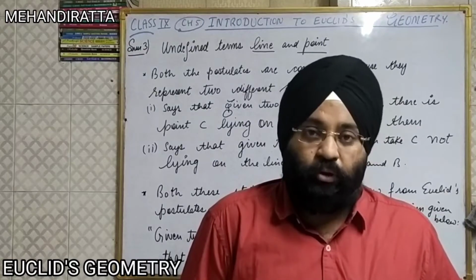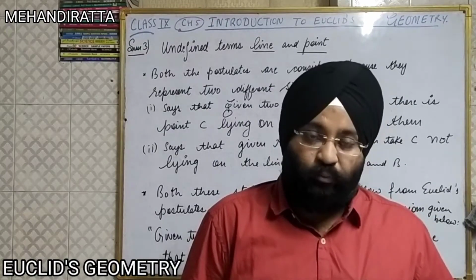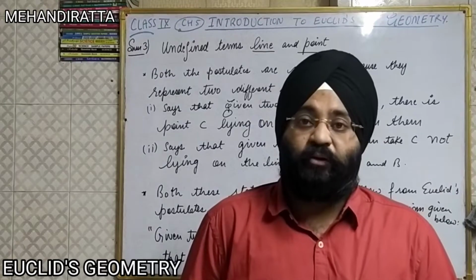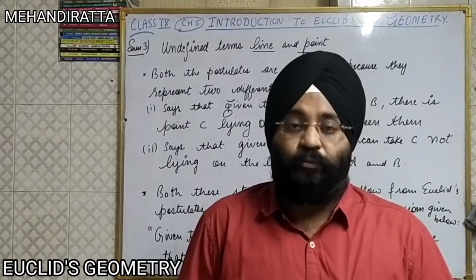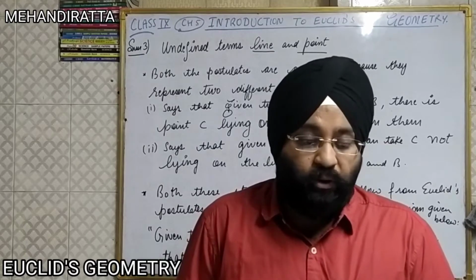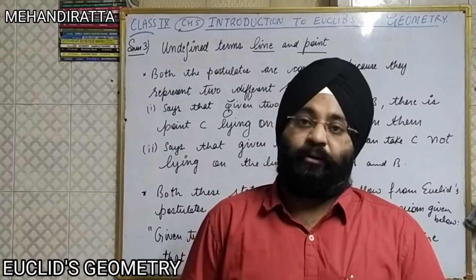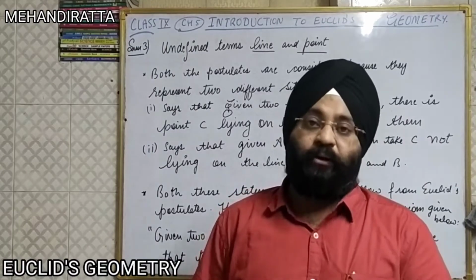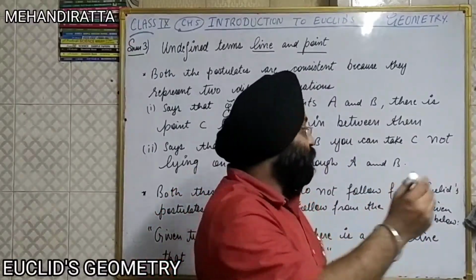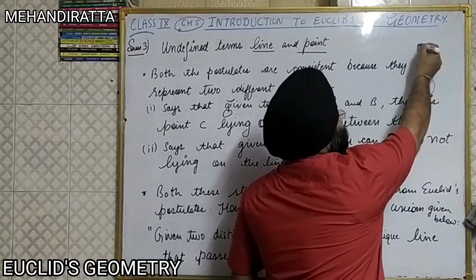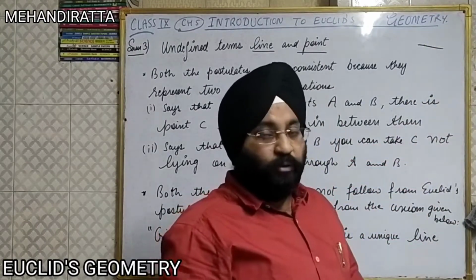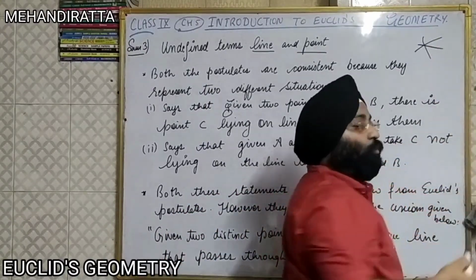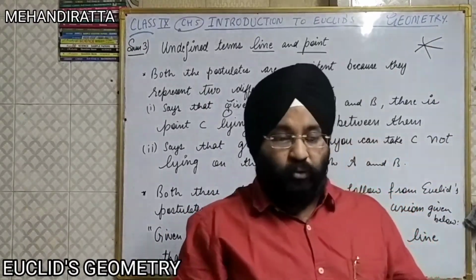The first question of NCERT Exercise 5.1 is: which of the following statements are true and which are false? Give reasons for your answers. First, only one line can pass through a single point. If I say a single point, can only one line pass? No, many lines can pass through a single point. So the first is false.